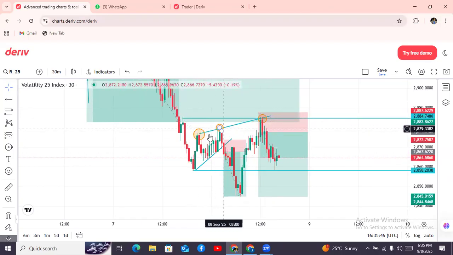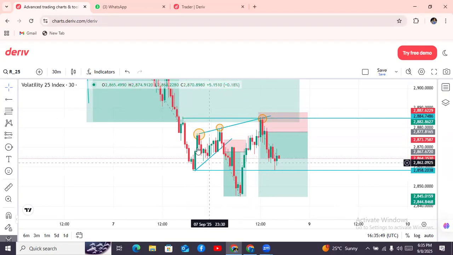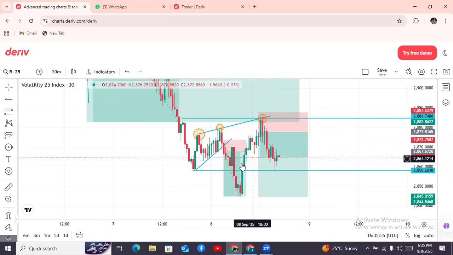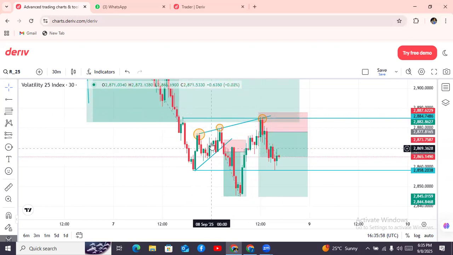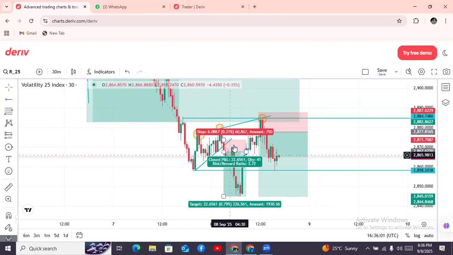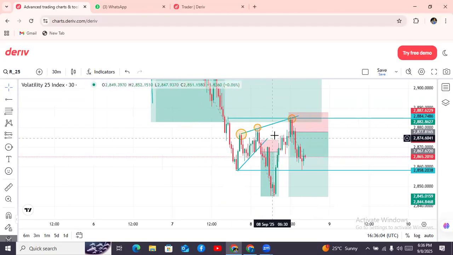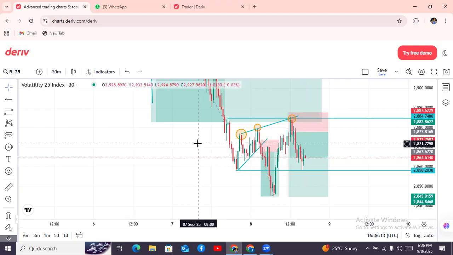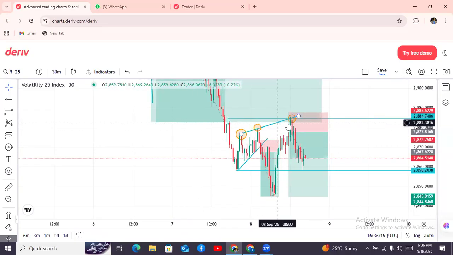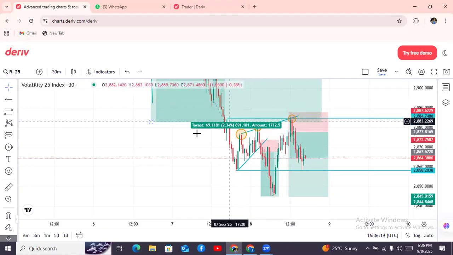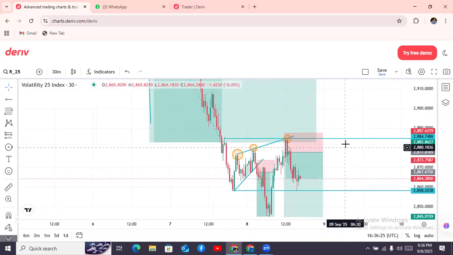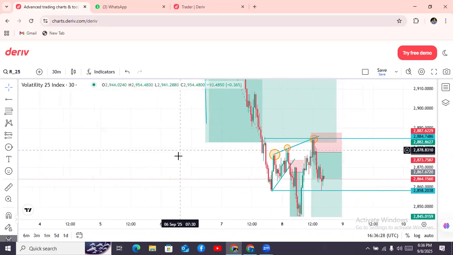And also it has to be in the overall direction of the market. Like we can see, the overall direction is bearish, and because it's bearish, this setup worked better. It would have failed if it was a bullish market. So I can still see this market going down.